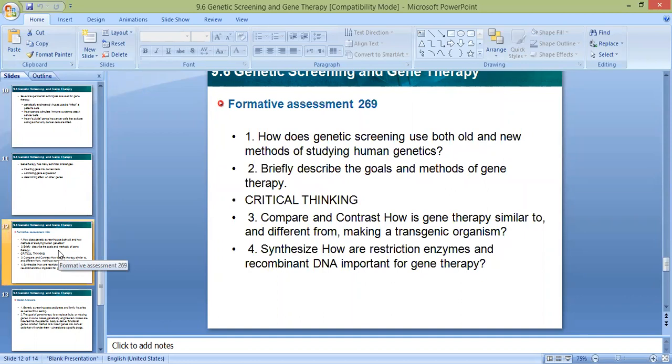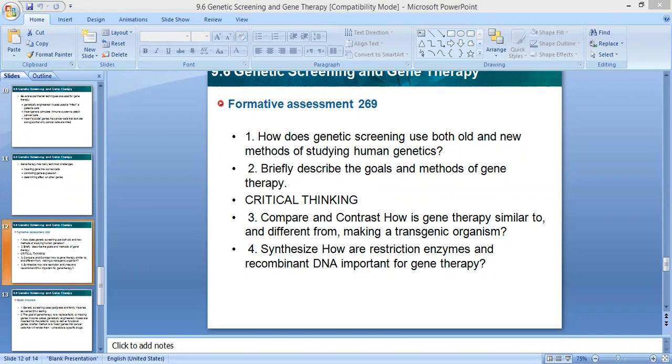Okay, question number 3. Compare and contrast how gene therapy is similar to and different from making a transgenic organism. How they are similar and how they are different. Who would like to talk about the similarity? Come on, Najeen, where is Najeen? Murad.